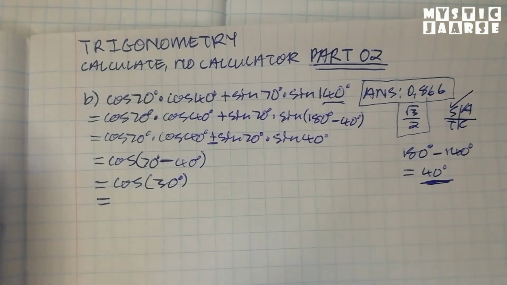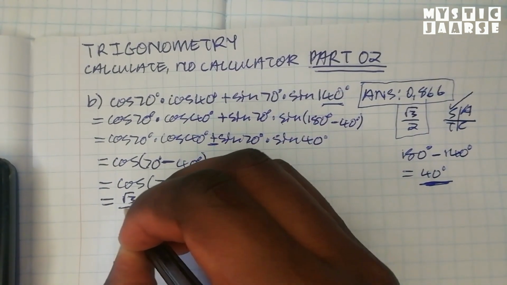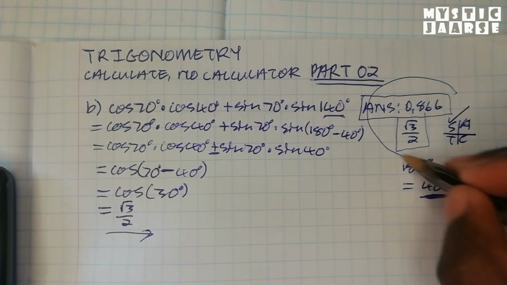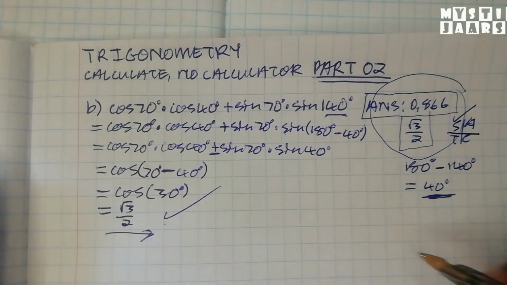So cos of 30 degrees is equal to square root of 3 divided by 2. Now I know that this is 100% correct because I have a method of checking. So yeah, this is how you do it.